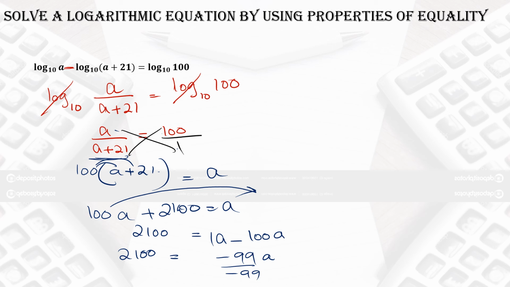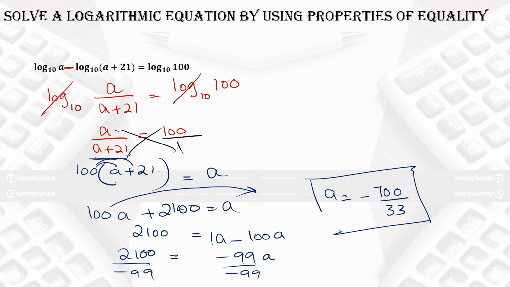Divide both sides by minus 99 and you will get a equals, divide them and get the final answer. That means 2100 divided by 99. It will give you 700 over 33 with a negative sign. You can write it in decimal also, but if you have the answer as a fraction, it's okay if you are writing it with fractions.